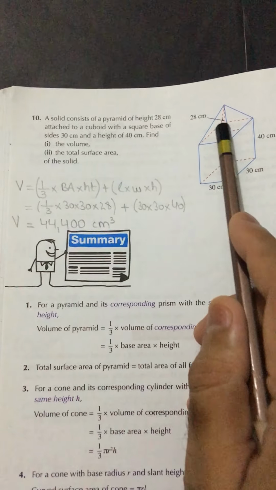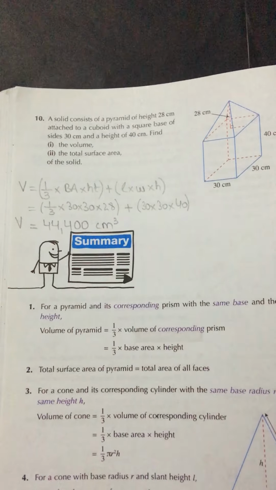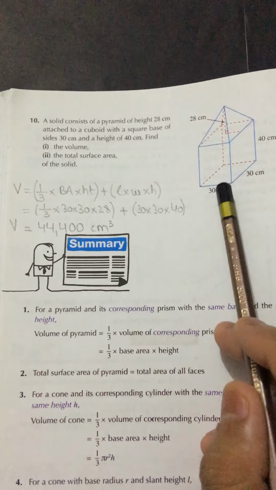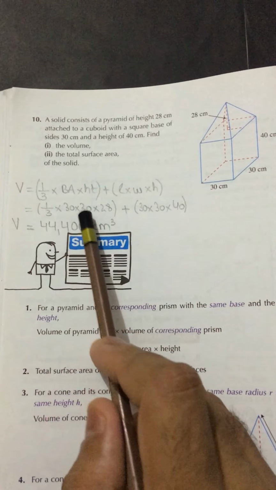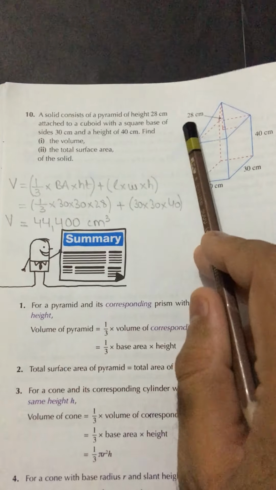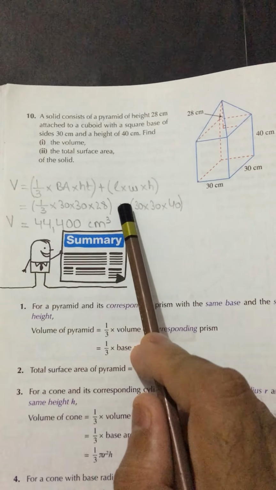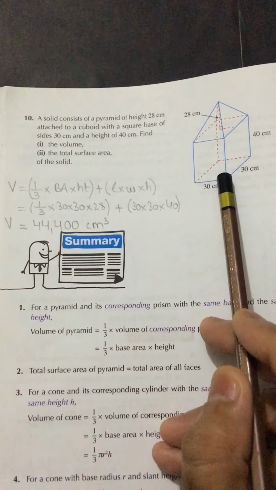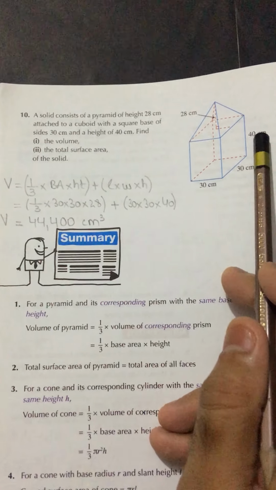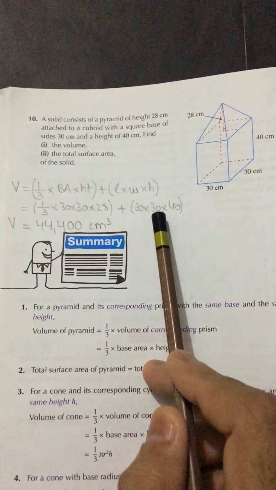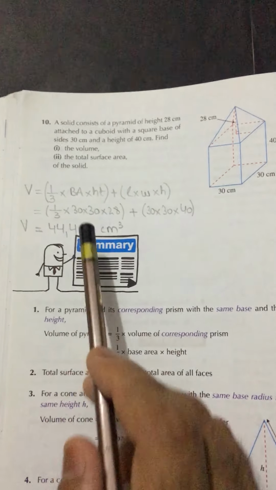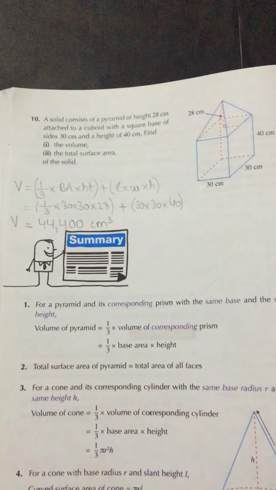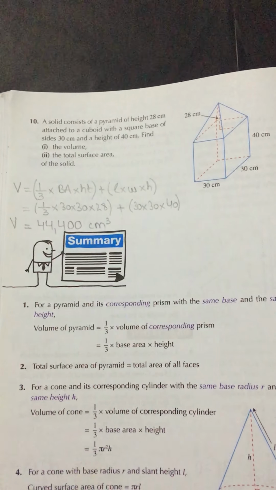Base area, since this base is a square, the area of a square is side multiplied by side, and the side is 30. So 30 multiplied by 30 will be the base area, and the height of the pyramid is 28 centimeter, plus the length of the cuboid is 30, the width is also 30, and the height is 40. So 30 multiplied by 30 multiplied by 40, and on adding these two I will get a total volume of 44,400 centimeter cube.